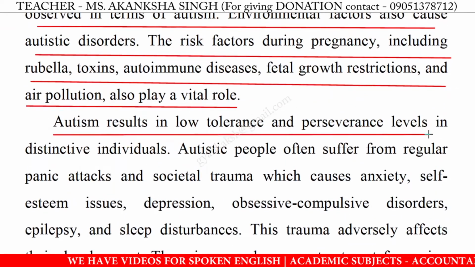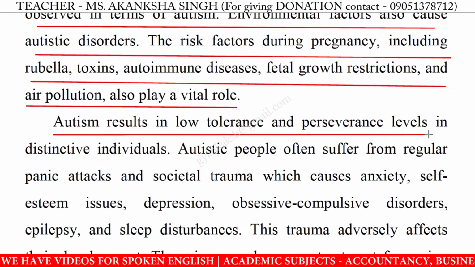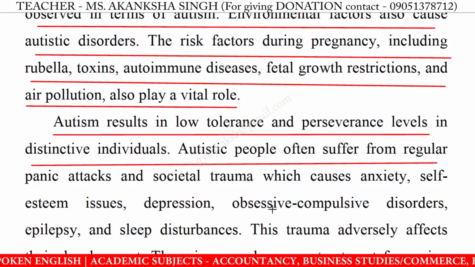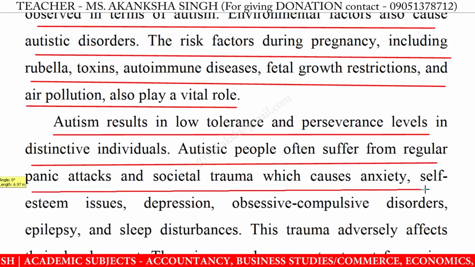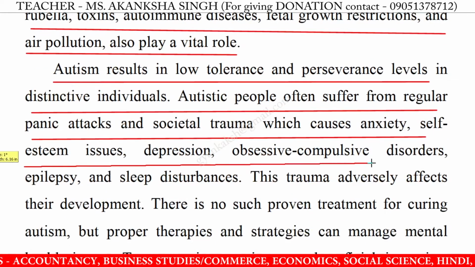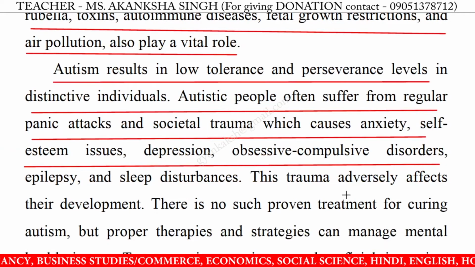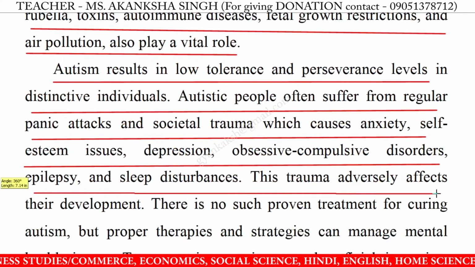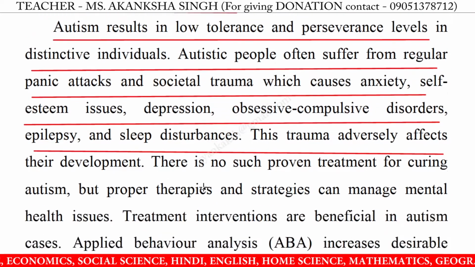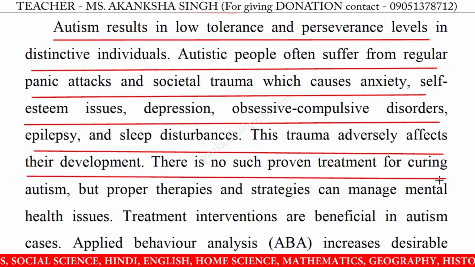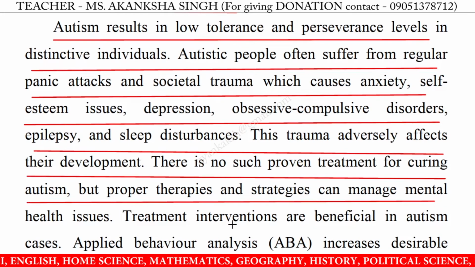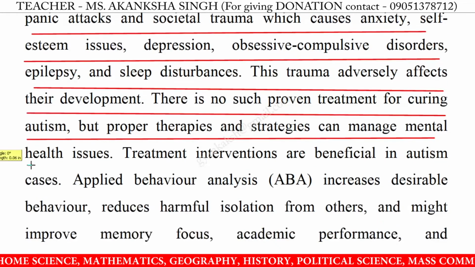Autism results in low tolerance and perseverance levels in distinctive individuals. Autistic people often suffer from regular panic attacks and societal trauma, which causes anxiety, self-esteem issues, depression, obsessive compulsive disorders, epilepsy, and sleep disturbances. This trauma adversely affects their development. There is no such proven treatment for curing autism, but proper therapies and strategies can manage mental health issues.